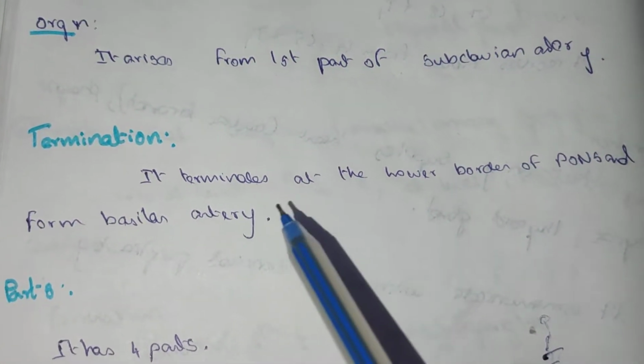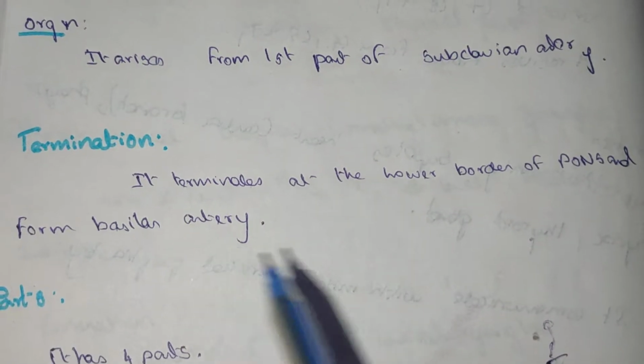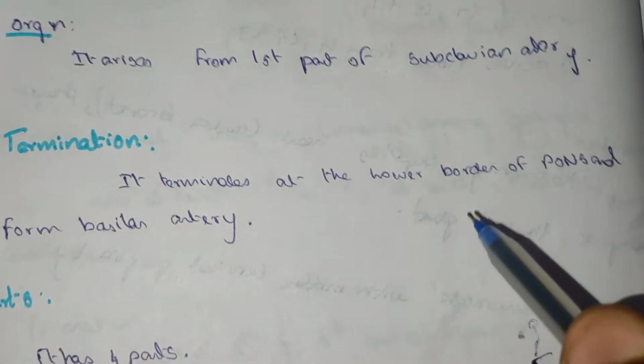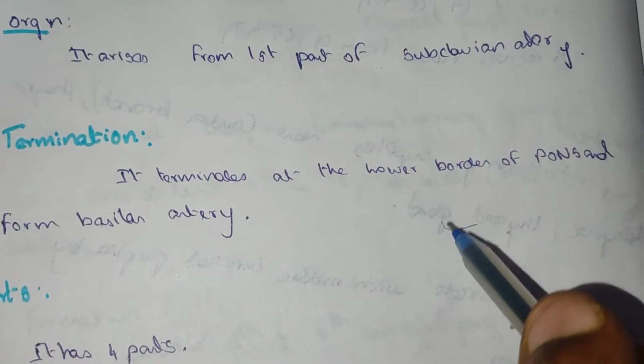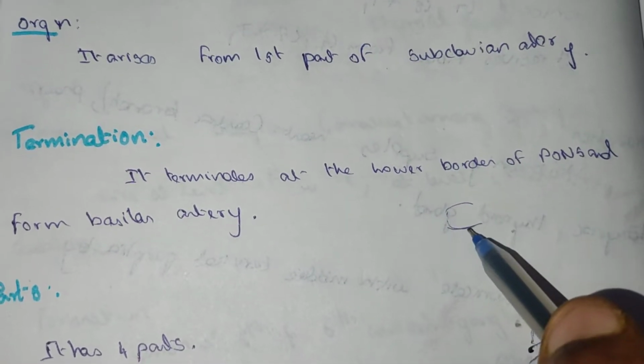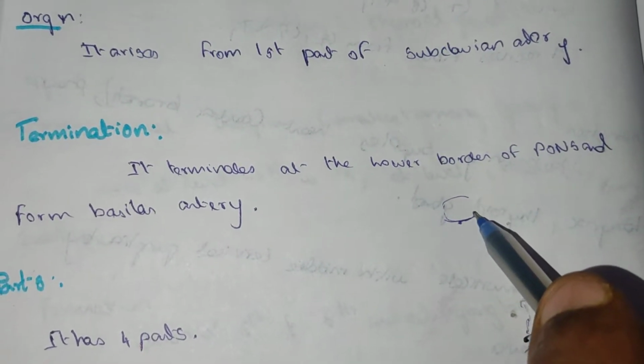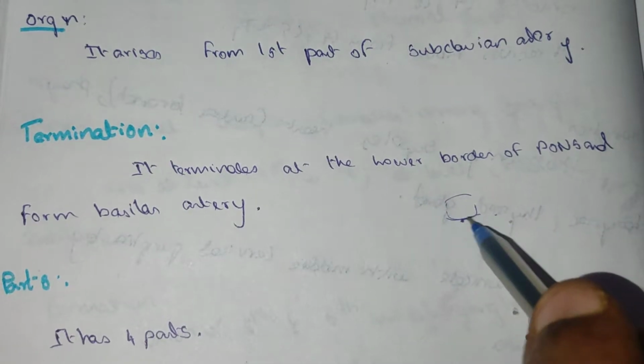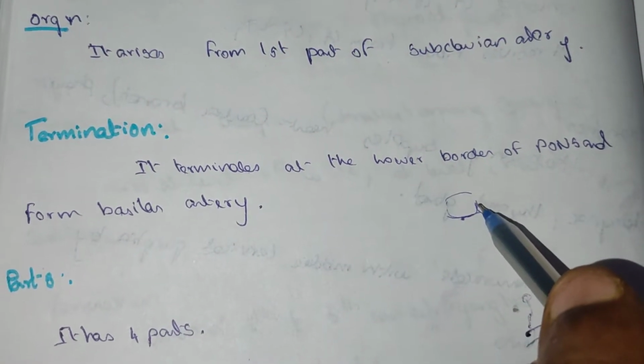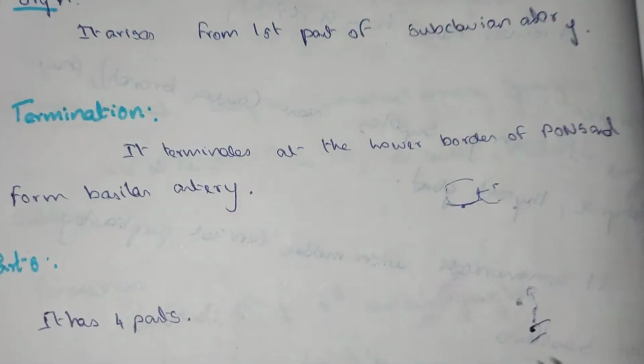Termination: it terminates at the lower border of the pons and forms the basilar artery. Here is the pons, this is the upper border and this is the lower border. It terminates here, and the right and left vertebral arteries unite together to form the basilar artery.